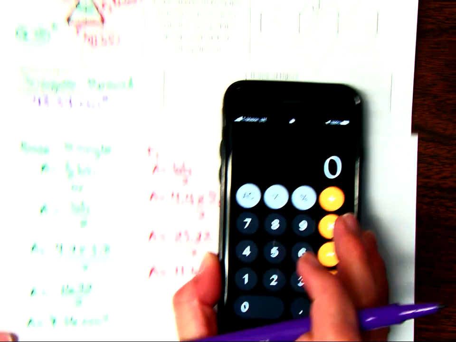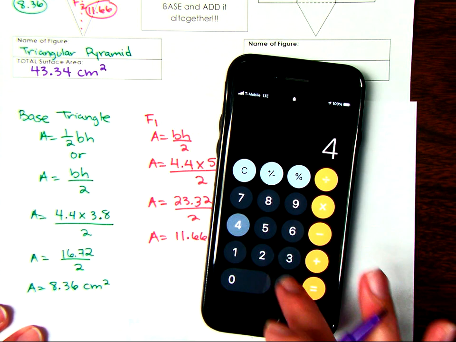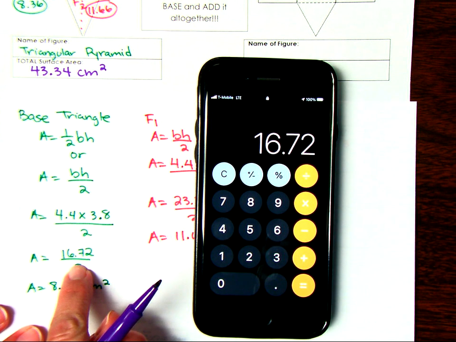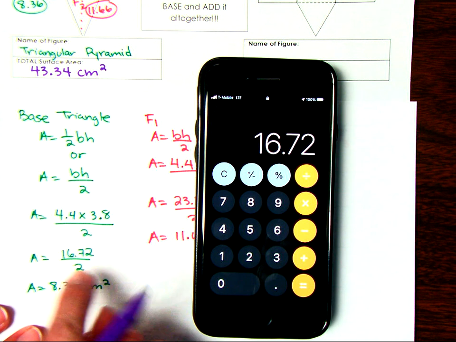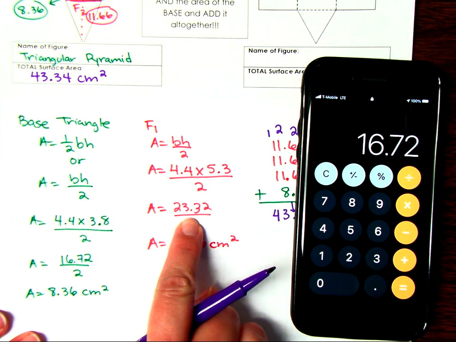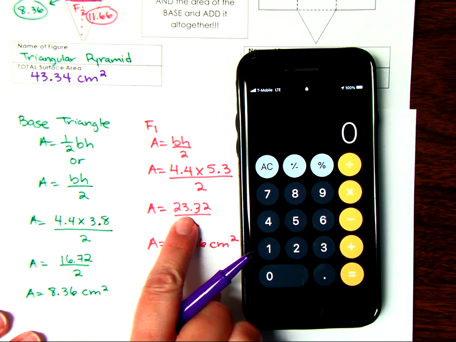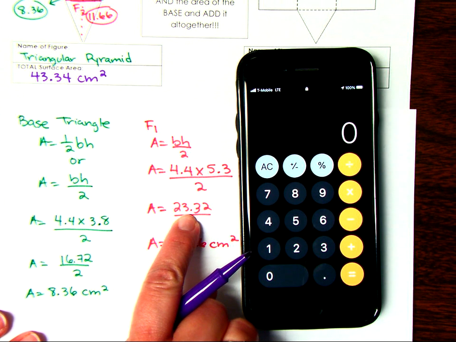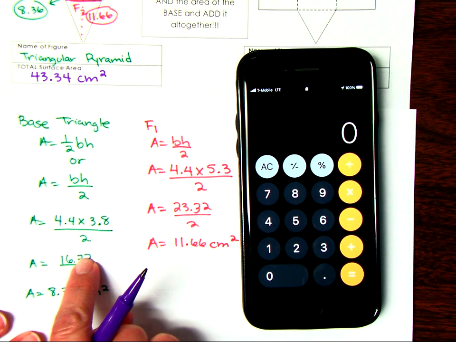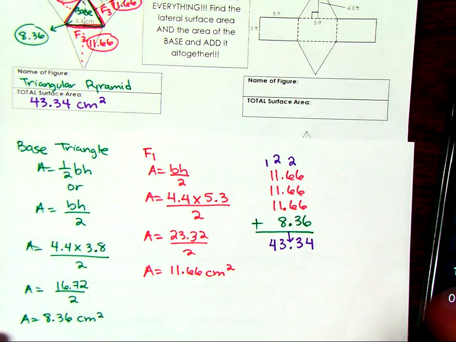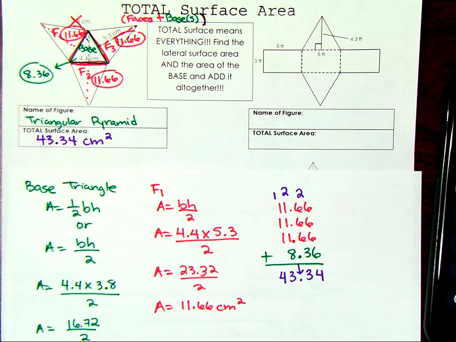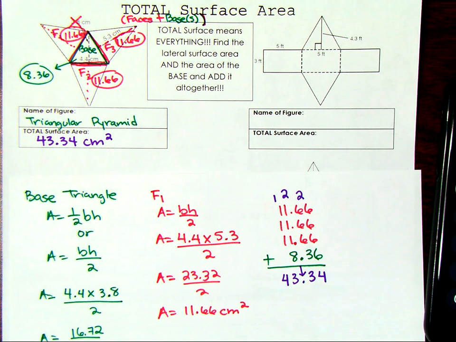Another way they might trick you is over here. If you did 4 and 4/10 times 3 and 8/10 and thought that this was just 16 and 72/100 for that base, and then over here if you forgot to divide by 2, so you thought each of the faces was 23.32, if you added 23.32 plus 23.32 plus 23.32 and 16.72, that would be another trick answer. So again, I talk about those things in these videos just to help prepare you for what you might see.